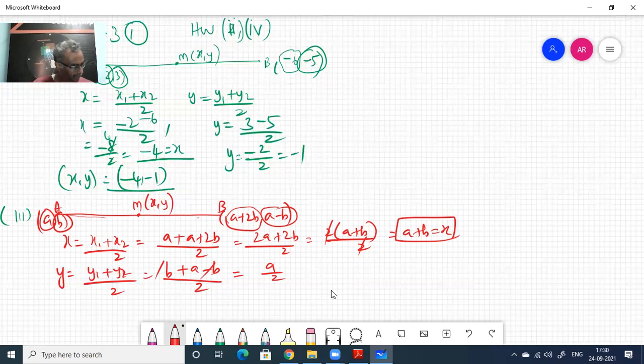Something wrong. Okay, this is 2A minus B, sorry. This is 2A minus B. Okay, 2A minus B, that is equal to A. Y is equal to A. In that case, this is wrong.